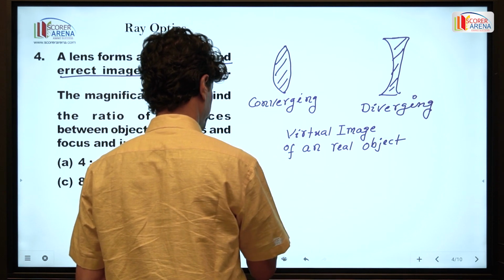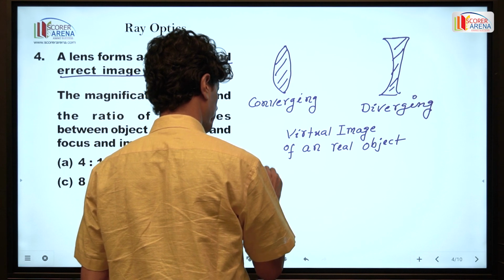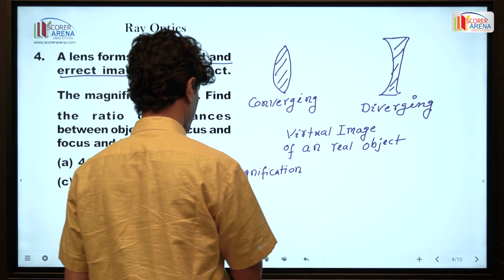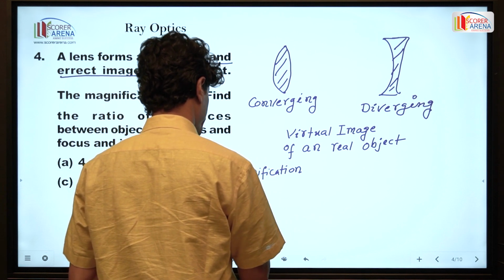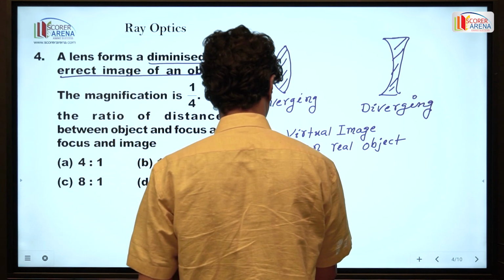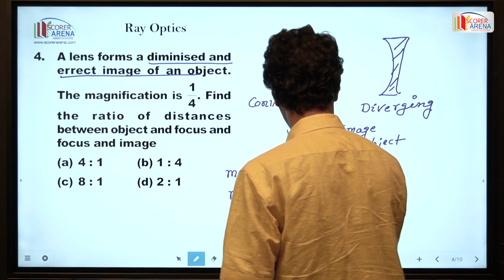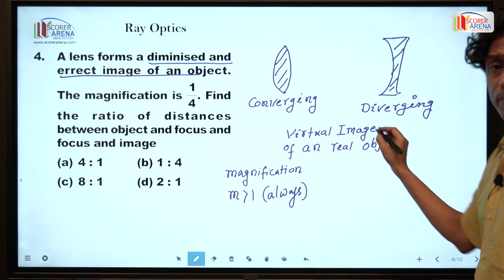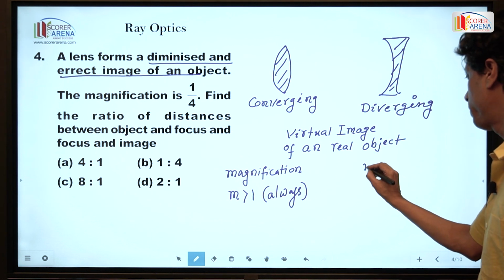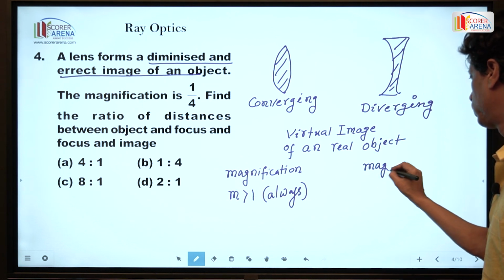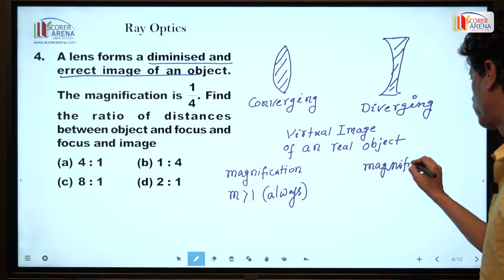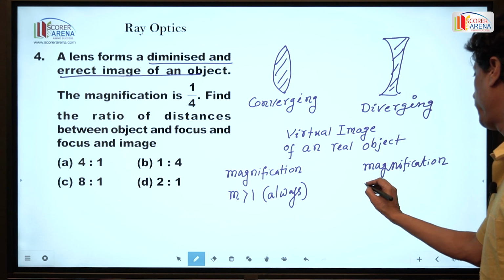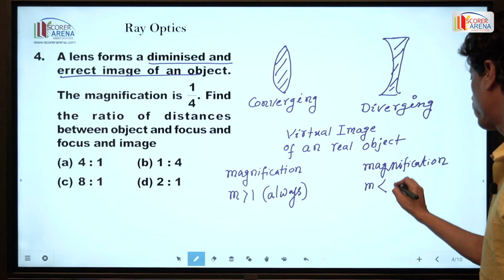magnification is always greater than 1. And in the case of a diverging lens, magnification m is always less than 1.